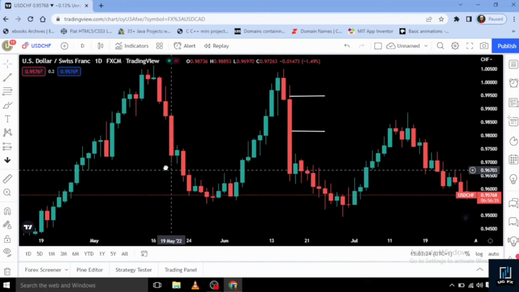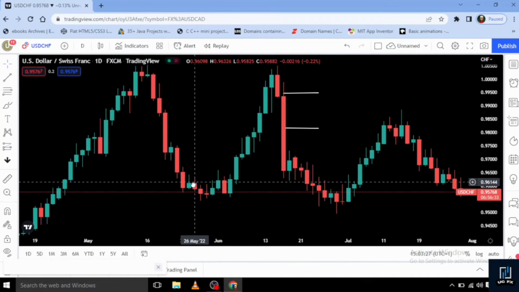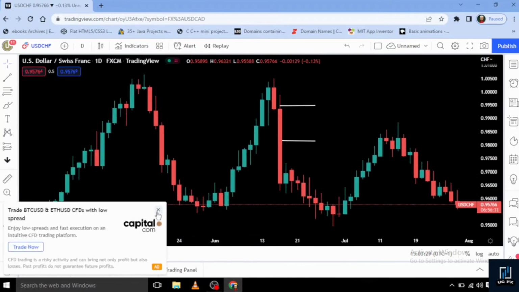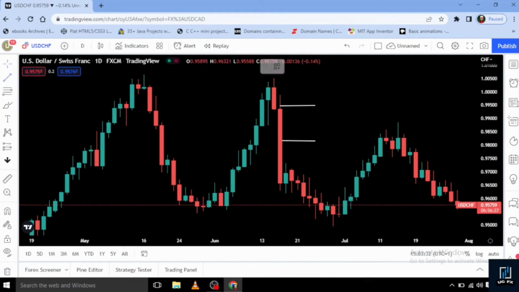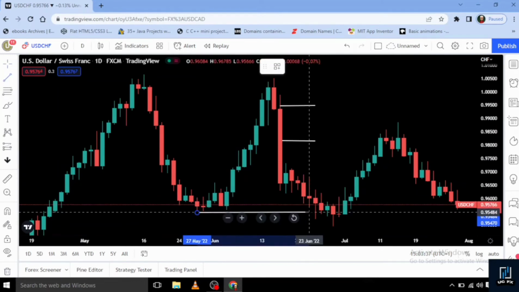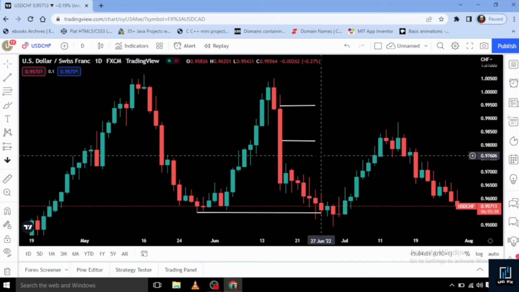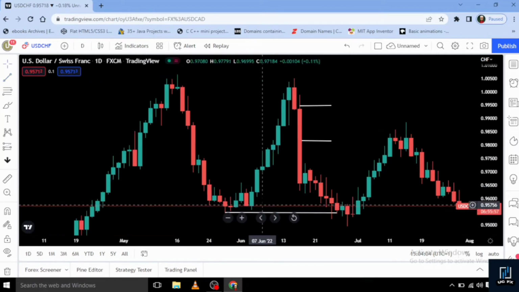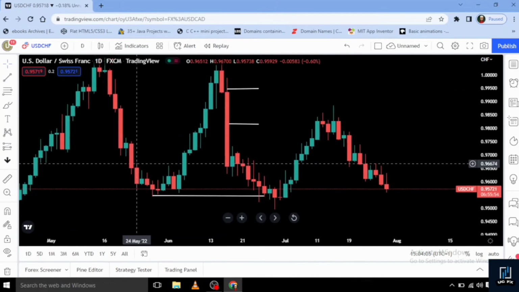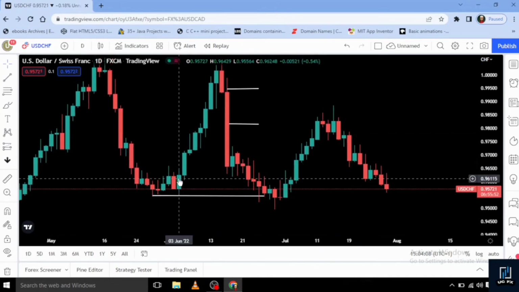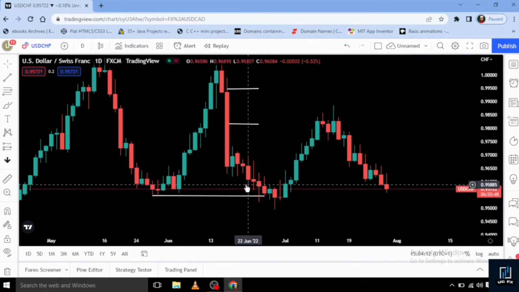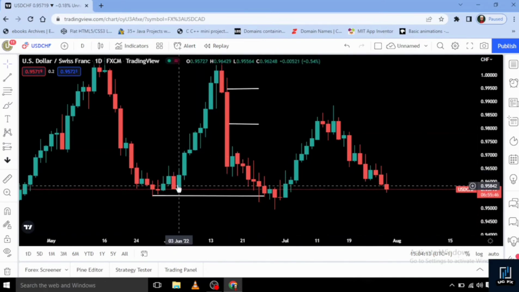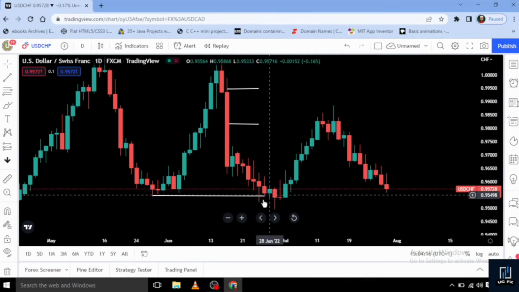So here on the higher time frame, looking close enough, you would see that we have a break of structure. So we had a break of structure right here after liquidity was grabbed inside this area, because most traders were actually going long when price came back to test this area. So there was a liquidity grab.